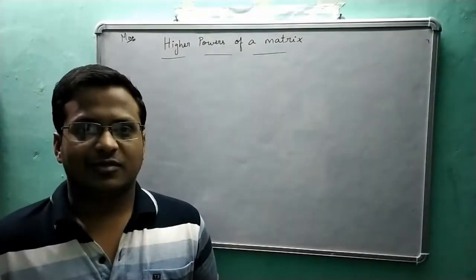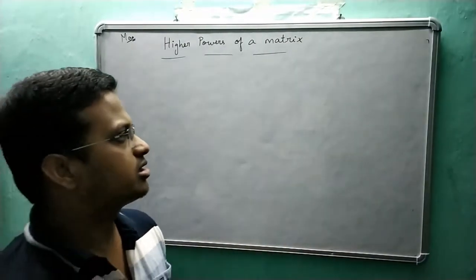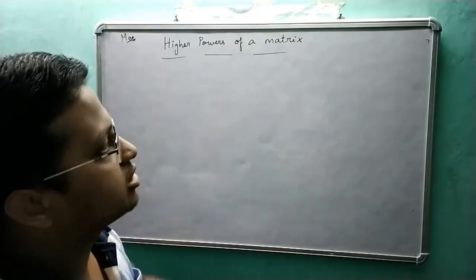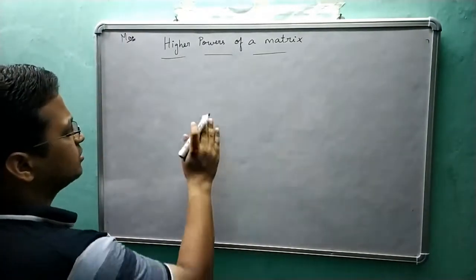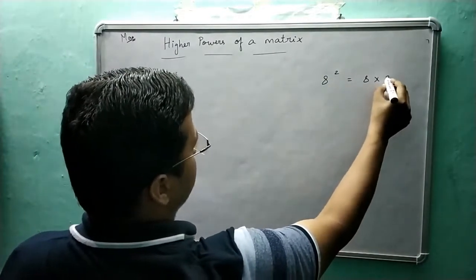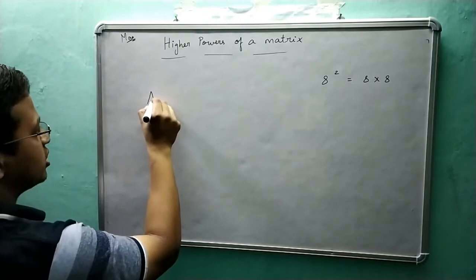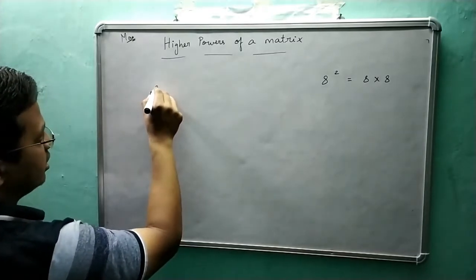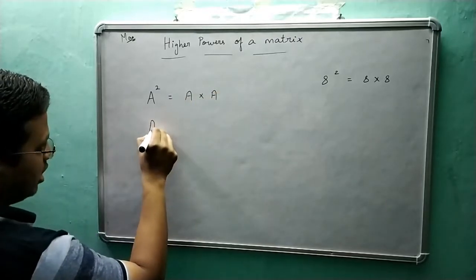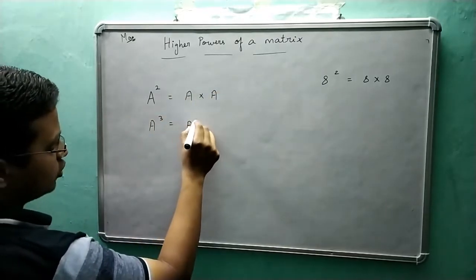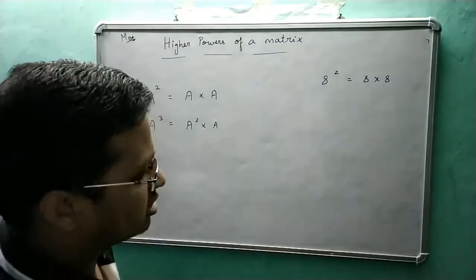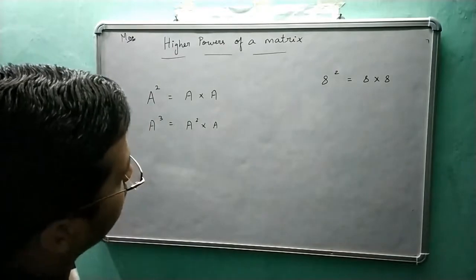Alright. Now let us come to the next topic, which is somewhat an application of matrix multiplication. So higher powers of a matrix. Now, as you know, for any number, 8 square is 8 into 8. So similarly, suppose A is a matrix, then A square is equal to A into A. A cube is equal to A square into A, and so on. All the exponent properties are satisfied here.